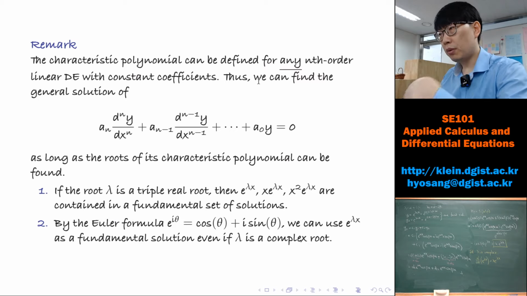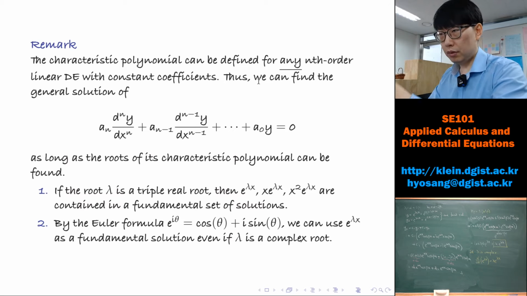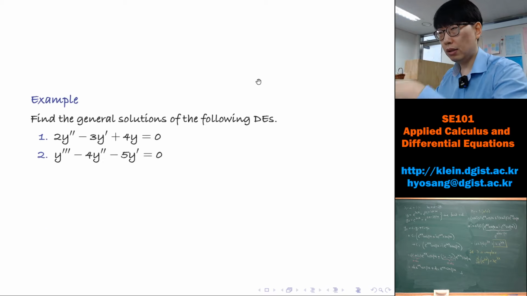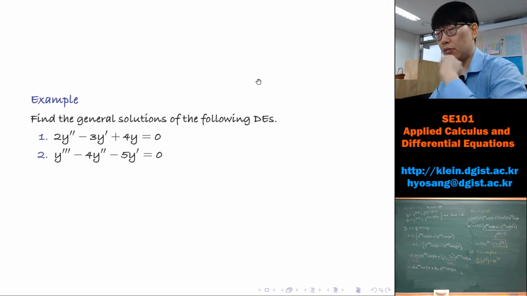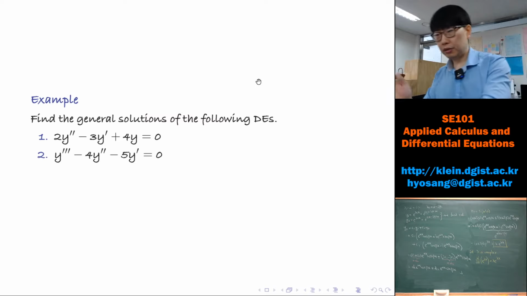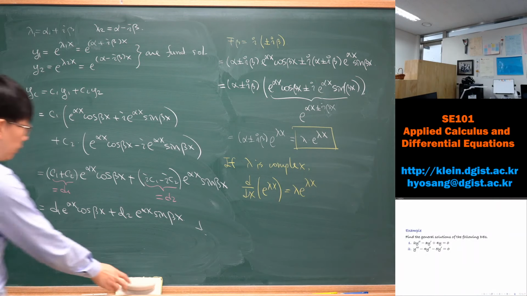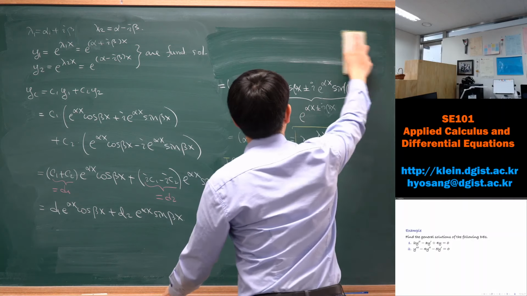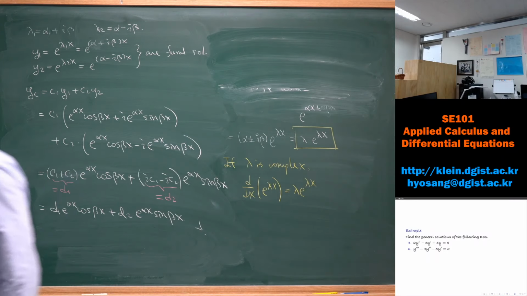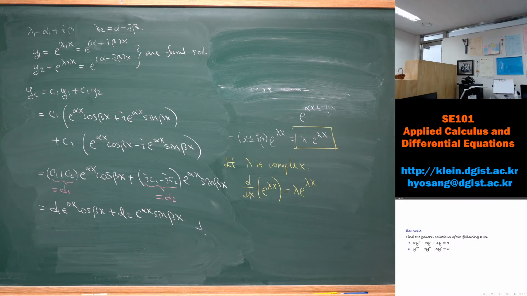The characteristic polynomial can be generalized to higher order linear differential equations if the coefficients are all constants. If you have three roots, then you have three fundamental solutions. In all other cases, I think we can just understand the remark by looking at the example. So let's do both examples. If you have any question, please ask. I think I should go faster than this, but I'm trying to be as concrete as possible.